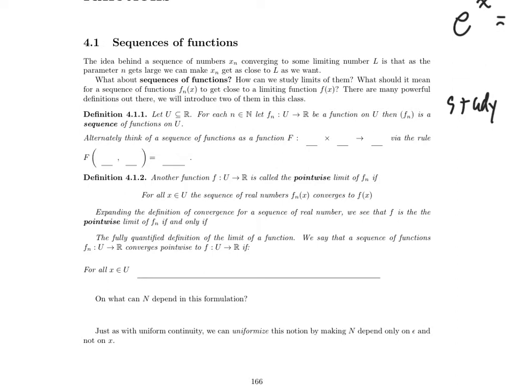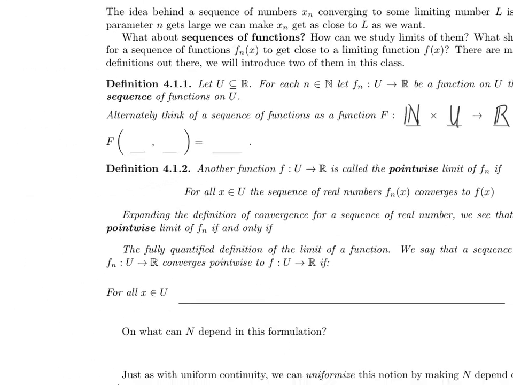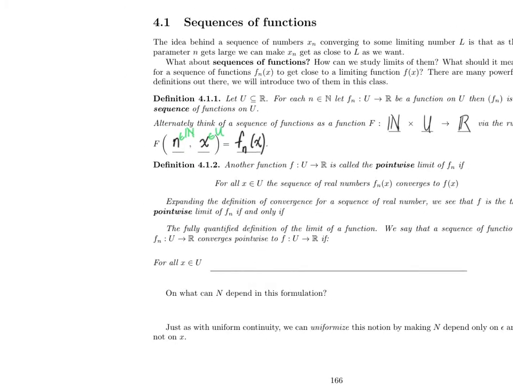Well, you can think of that as being a rule that takes a number n and an element of the domain and returns a number. So you can think of a sequence of functions by the rule f from N cross the domain of these functions to R via the rule that takes (n, x), n the natural number, x an element of U, and returns f sub n of x. So there are just two ways of thinking about these.